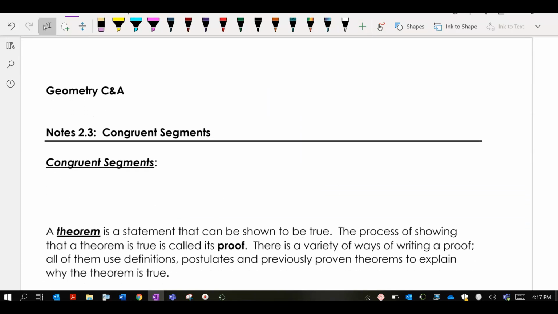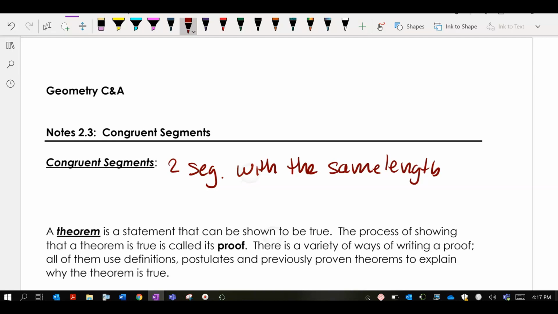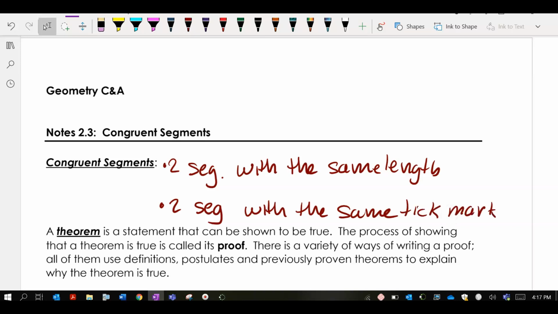Next, here we have congruent statements. So a congruent segment is two segments, and I'm going to abbreviate, with the same length. Okay, you can also see it as two segments with the same tick mark. All right, and so again, congruent statement, I mentioned it before. So something congruent has this lovely squiggle here.